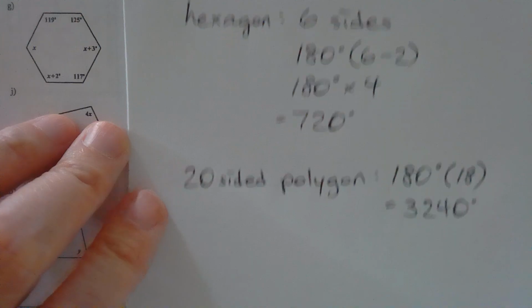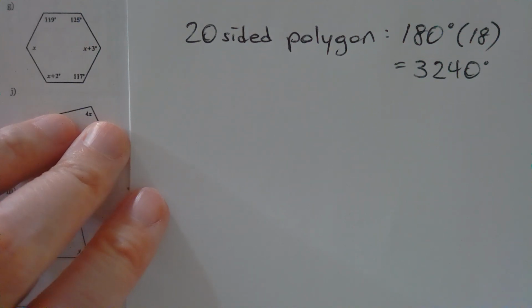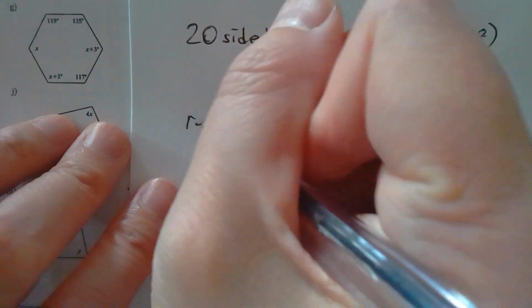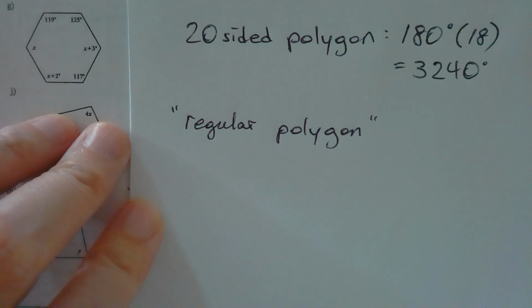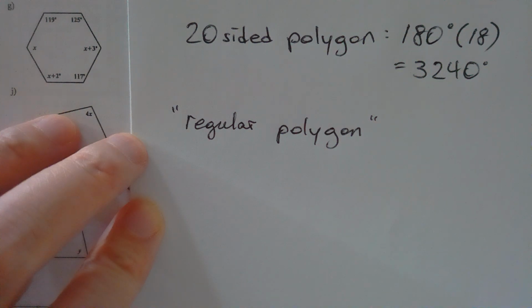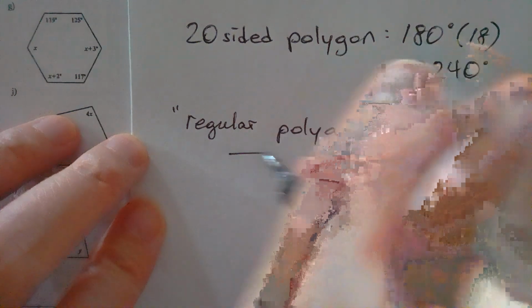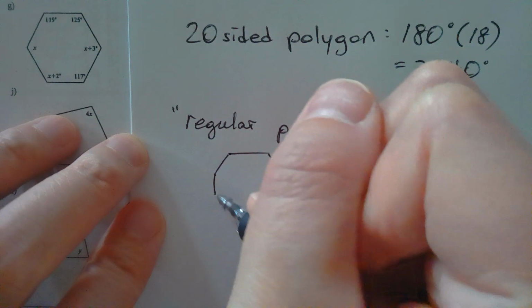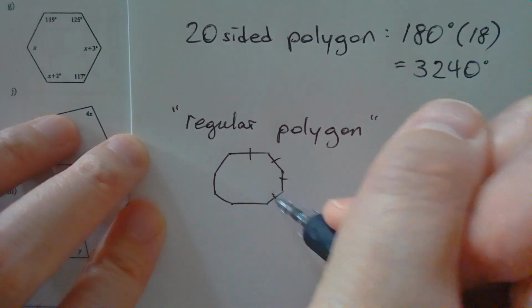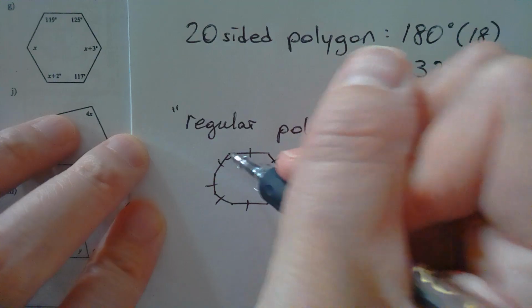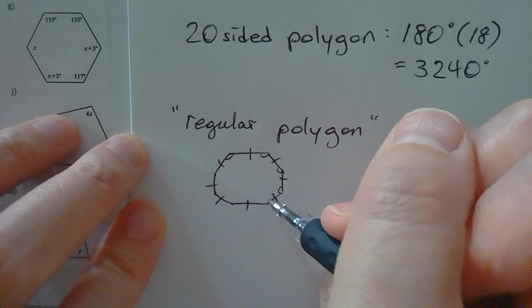Okay. Let's say this is a regular polygon. What does regular polygon mean? What's equal? All the sides are equal, which means the angles are also all equal, right? So a regular polygon might be something like this. It means that all the sides are equal and all the angles are also equal. That's what a regular polygon is.